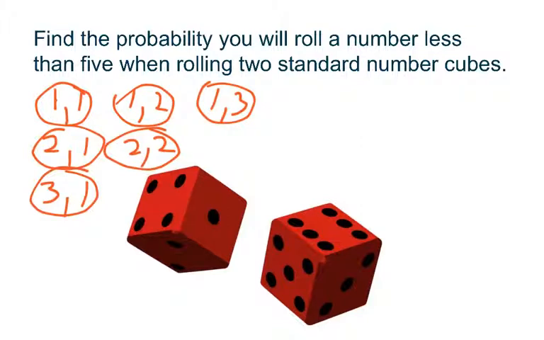And notice I was organized how I wrote those. I started with 1 being my first roll, and then 2 being my first roll, and then 3. And you can see the pattern. It goes 3, 2, 1. So we have 6 favorable outcomes out of 36. And if I divide those by 6, I get 1/6.